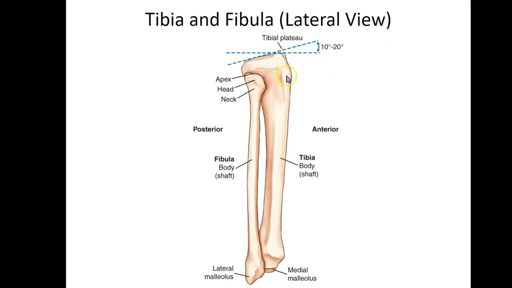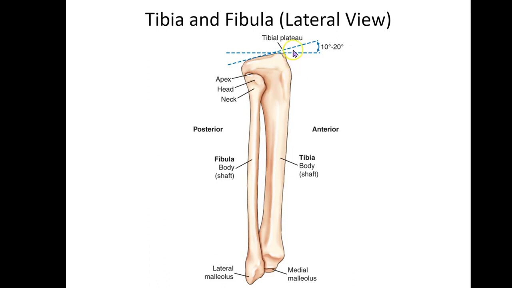Okay, so I just want to point out a few other structures that we talked about on the AP view. Notice this bump right here. This is your tibial tuberosity. And it's not labeled here, but again, this is a bump on the proximal part of that anterior crest. Okay, and that can be a spot for pathology, so it's kind of an important spot for us. Remember, that's where the patellar tendon attaches.